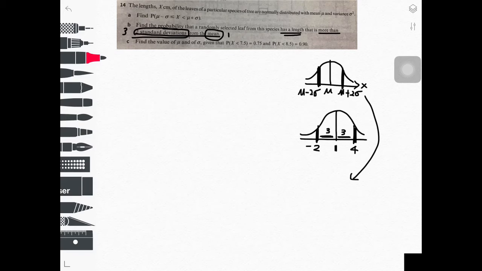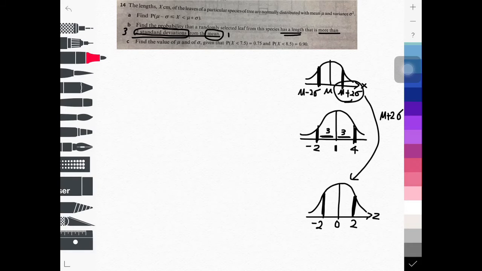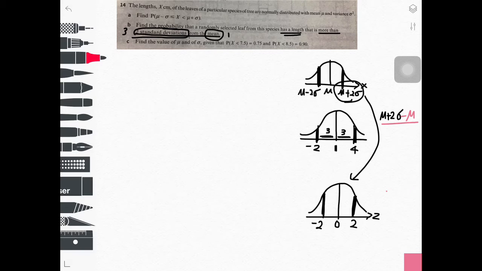If you're alert enough, you will realize that when you convert this into Z, this part is going to be 2 and this part is going to be -2. Why do I say this? Because if I take this value, I just have to minus mu and then divide by sigma. Don't you think it is giving me a 2? So now our aim is to look for these values. What I can do is just look for one side and then multiply by 2.